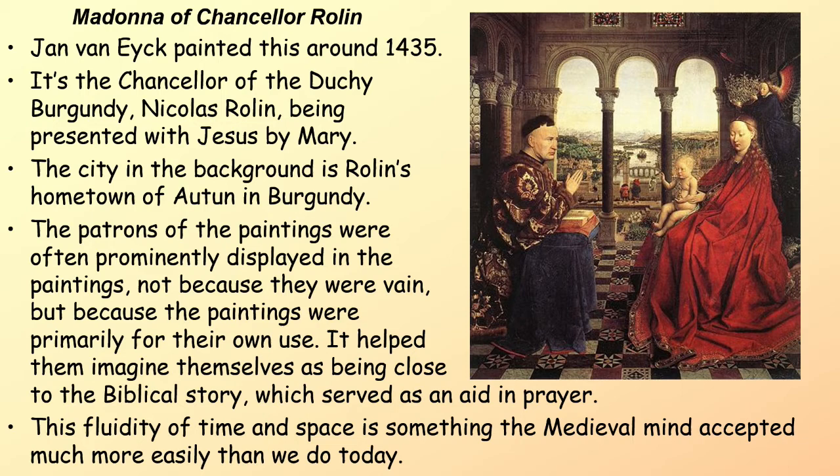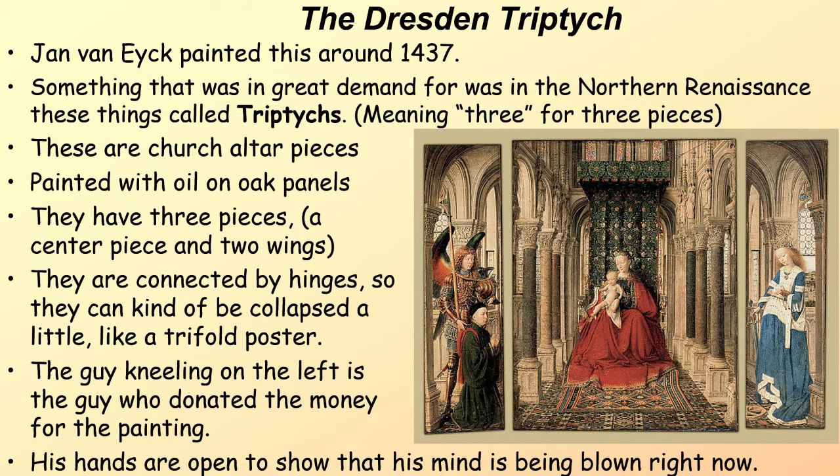This is another Jan van Eyck painting, and he painted this around 1437, and it's called the Dresden Triptych. Something that was in great demand in the Northern Renaissance by churches were these things called triptychs. And triptych means three pieces. They were church altar pieces, and they were painted with oil most of the time on oak panels. You'd have a centerpiece and two wings, and then they'd be connected by hinges so that they could be collapsed. If anybody's ever done a trifold poster, it's kind of like a triptych, right?